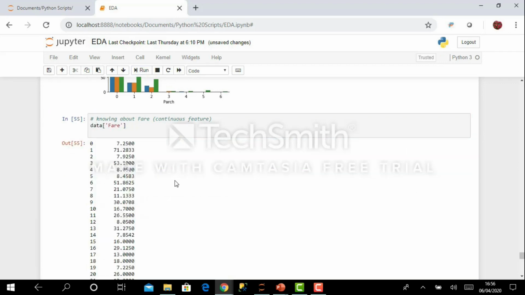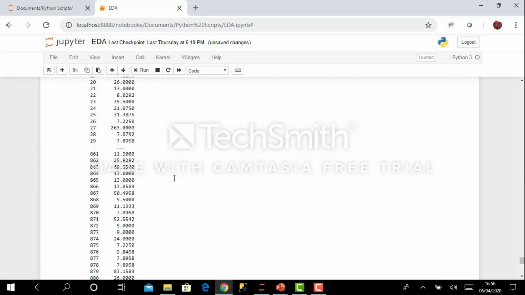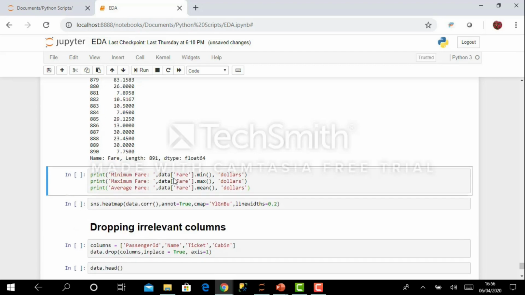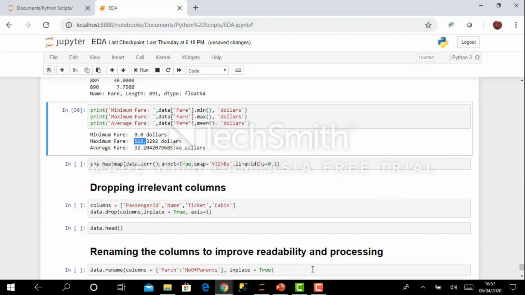So execute. So this is the data. It is actually the fare for that passenger, so it's a continuous feature, you can understand. And I can calculate the minimum, maximum and the mean value for the fare. So minimum value is 0, that means there were some passengers who did not pay anything, and the maximum fare is $512, and average fare is $32.